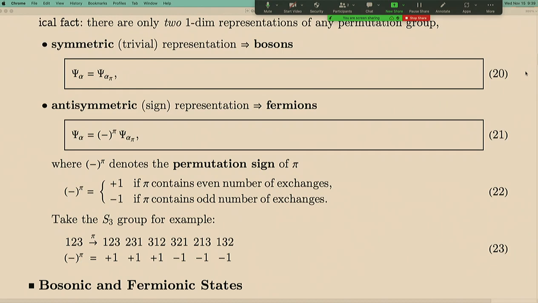So our universe is organized in a very interesting way: all the matter particles are fermions, and all the force mediators, which are like messengers that carry information between the matter particles, are all bosons. And there's also a very interesting boson, which is called the Higgs boson, which is the boson that gives rise to mass for all the particles. And that turns out to be also a boson.